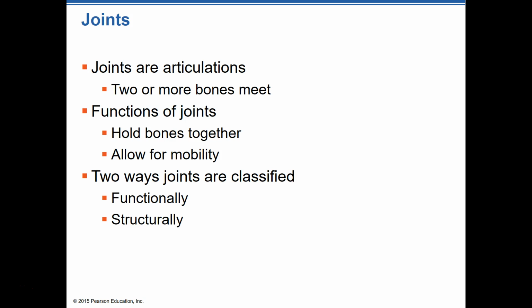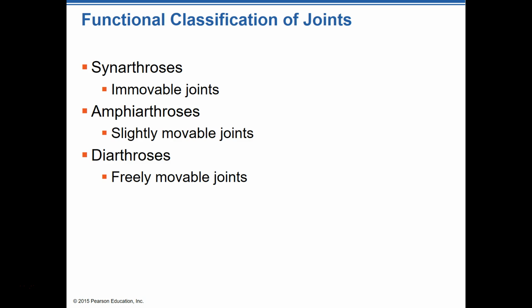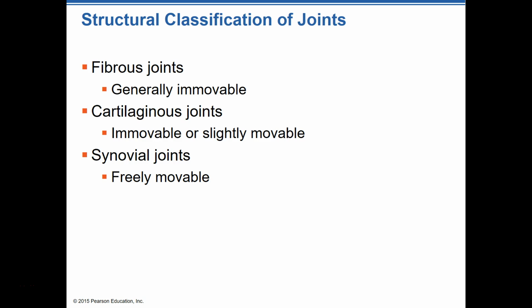Of course, I'm not going to spend a ton of time on joints, but they are articulations where two bones meet. They're designed to hold bones together and allow for mobility. There's the immovable joints, so-called synarthrosis, slightly movable or amphiarthrosis, and diarthrosis are freely movable. Don't worry about those words. There's 3 different types of joints. There's fibrous, cartilaginous, and synovial. Fibrous are generally immovable. Cartilaginous, they may move or be slightly movable, but not a lot. Synovial joints move freely.